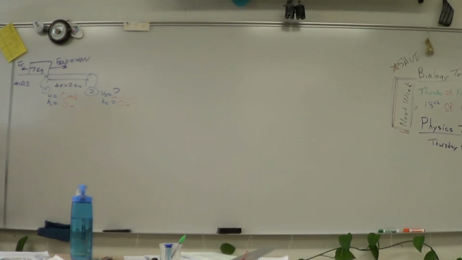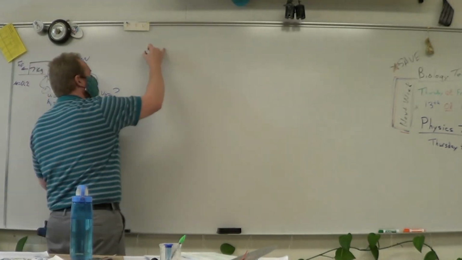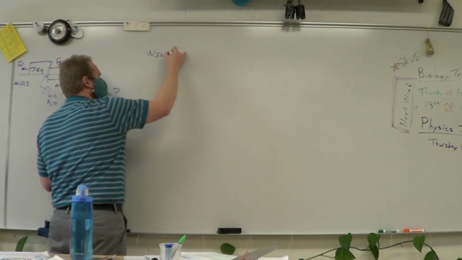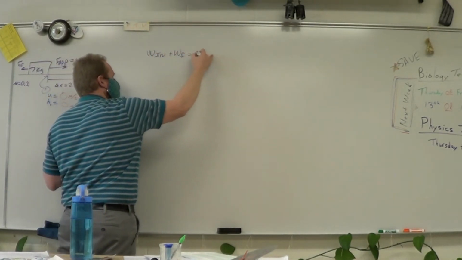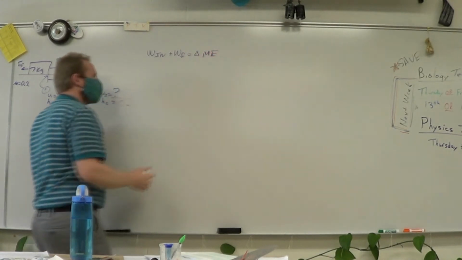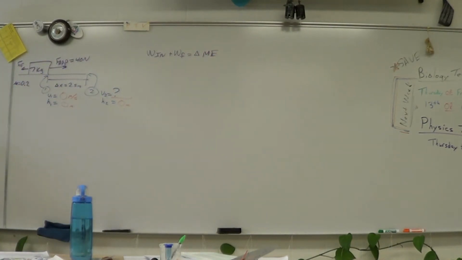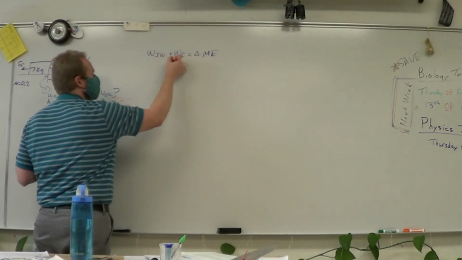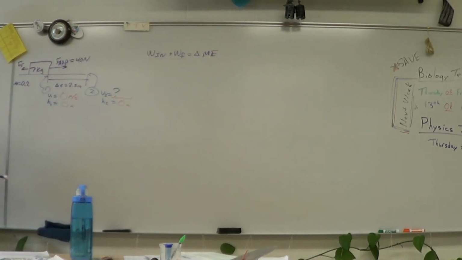This is a 2-location problem. Because it's a 2-location problem, the work in plus the work done by friction is equal to our change in mechanical energy. Before we expand out the mechanical energy piece, let's ask ourselves, is there work in? Is there an applied force over a displacement? Yes. Is there friction and a displacement? Yes. So therefore, work done by friction also exists. Both of these things need to stay, just so we kind of know that.